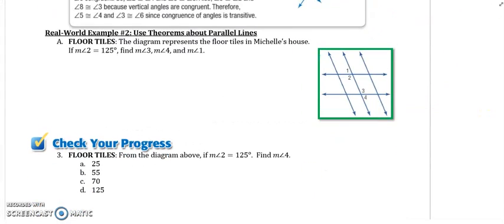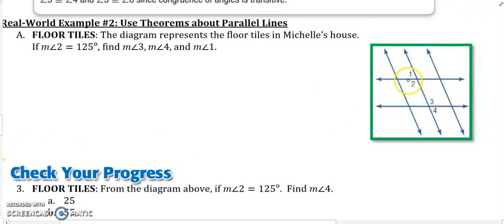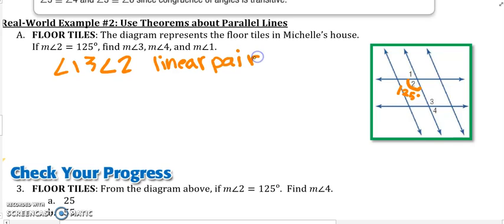Okay, we have kind of this crazy picture, and some of these pictures are crazy. I highly recommend you marking everything and drawing on it if it helps. We have floor tiles at Michelle's house. Measure of angle 2 is 125. And it says find the measure of angle 3, 4, and 1. Tons of ways to do this, okay? But if this is 125, what's the relationship with 1 and 2? Well, angle 1 and angle 2 are a linear pair. So they're supplementary, so they add up to 180. So the measure of angle 1 has to be 180 minus the measure of angle 2.